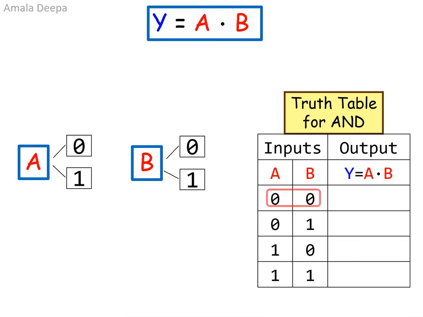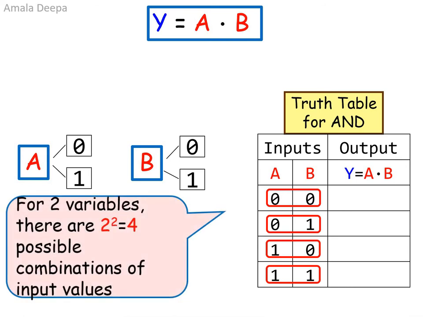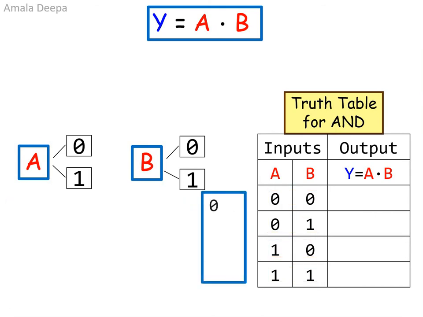Look at the input values 0 0, 0 1, 1 0 and 1 1. There are in total 4 possible combinations of input values. That is, for 2 variables, there are 4 possible combinations, 2 to the power of 2 combinations. Suppose there are 3 variables in an expression, A, B, C. Then there will be 8 possible combinations, that is 2 to the power of 3 combinations.